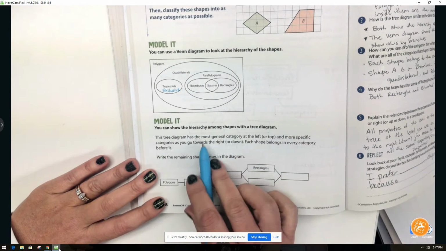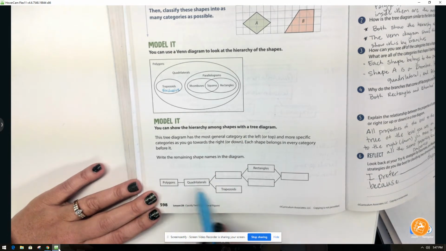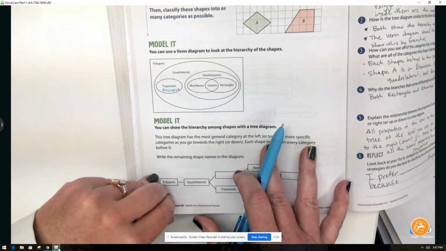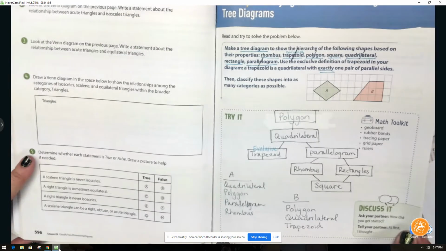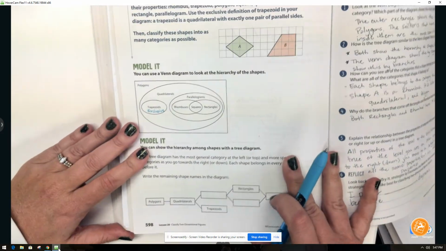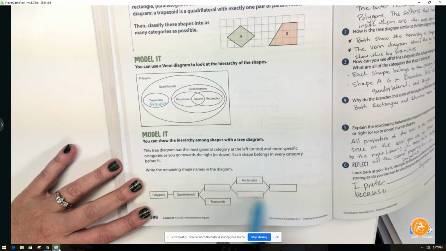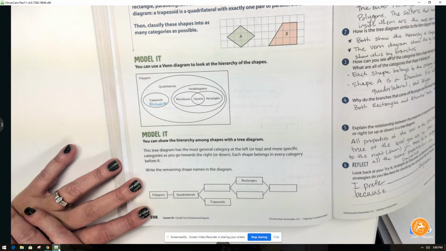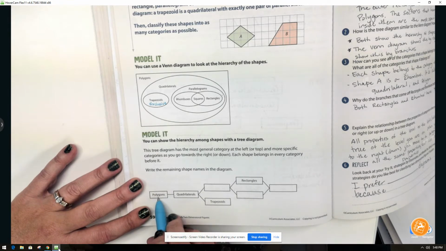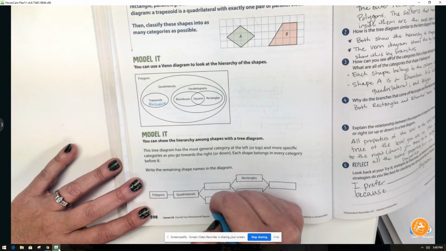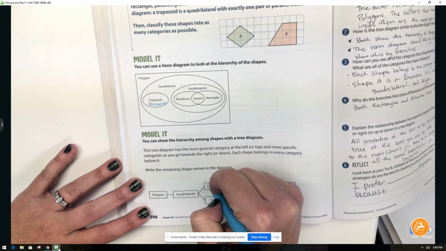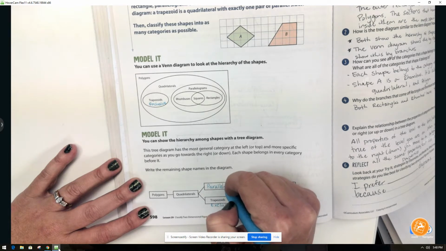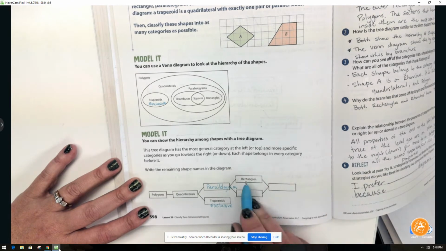You can also show the hierarchy among shapes with a tree diagram. Now, this tree diagram is the exact same tree diagram that we drew. The only difference is we drew ours vertically, meaning going up and down. And here they drew the tree diagram horizontally, or going from left to right. But it still stays the same. We have polygons, we have quadrilaterals, we have exclusive trapezoids, we have parallelograms. See what I mean about trying to fit it in the box?